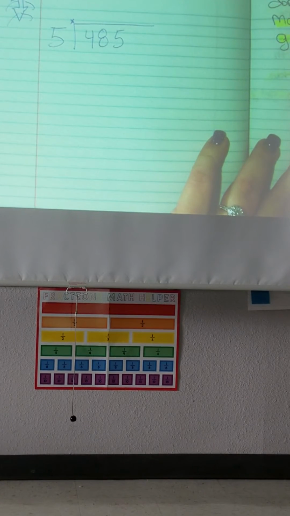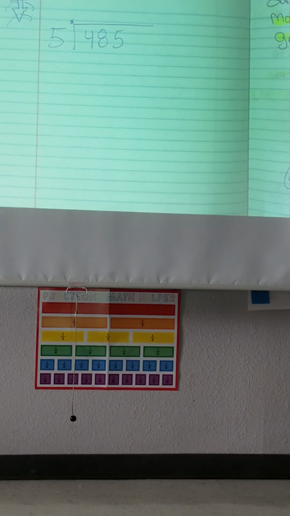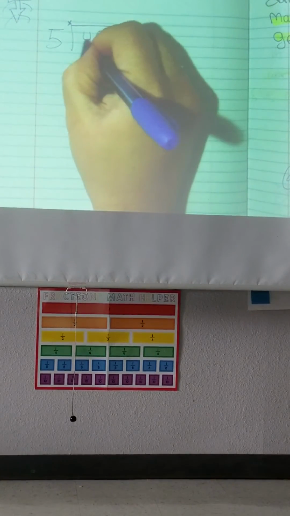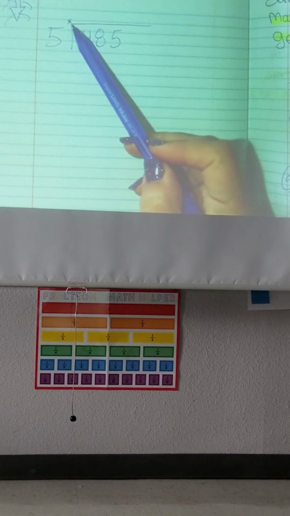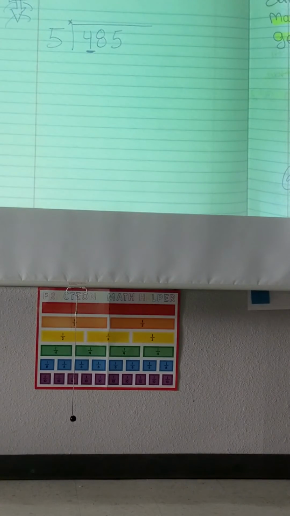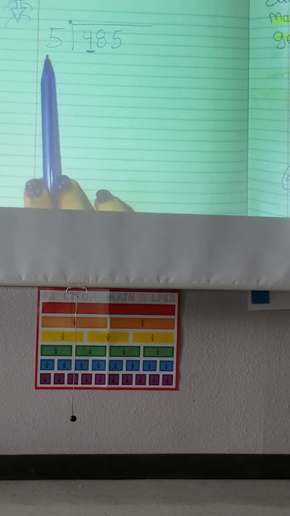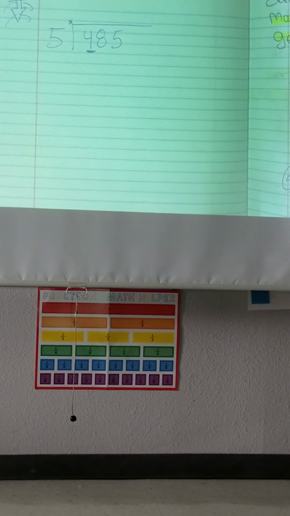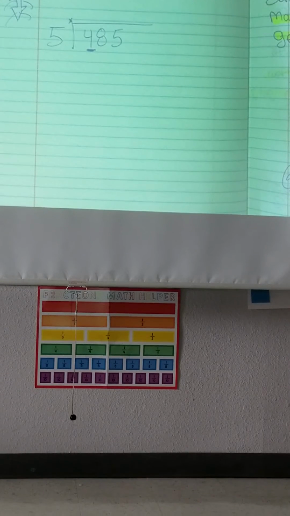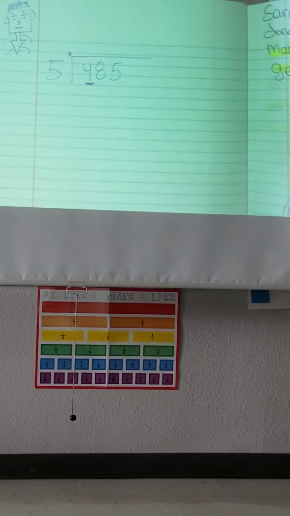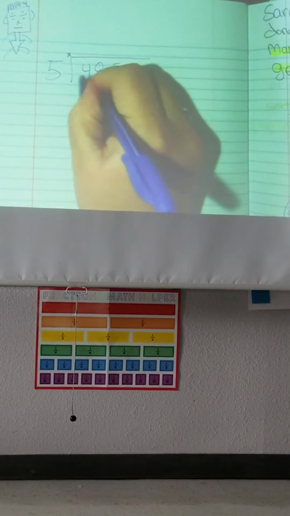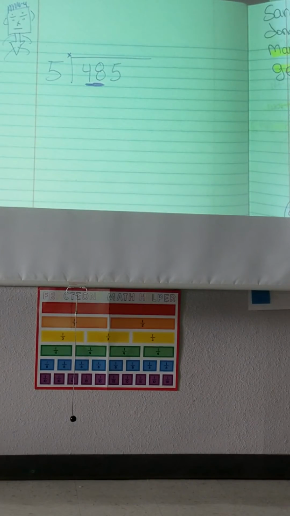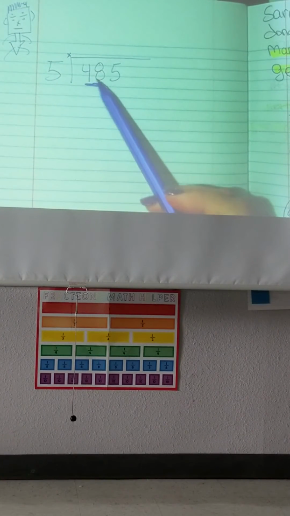All right. So we're going to look at our first number, 4. Does 5 times anything give me 4? No. Why? Because 5 is a bigger number, so it's not going to work. So what do I need to do? I'm going to go to the next number, okay? So now I'm looking at 48. Does 5 times something give me 48 or close to it? You can't go over. Okay, what is 5 times 9?